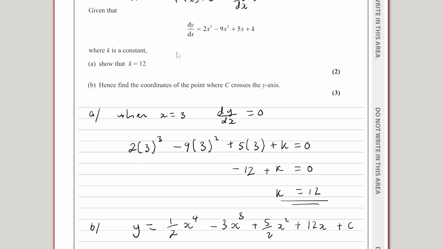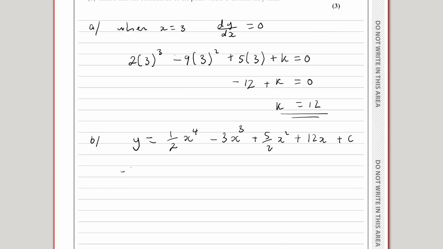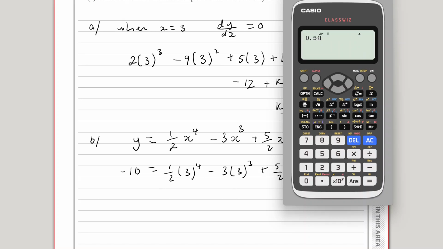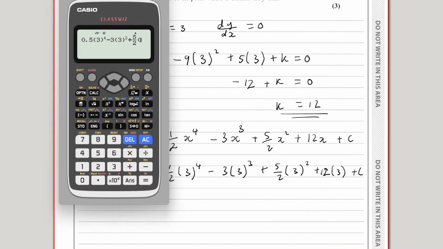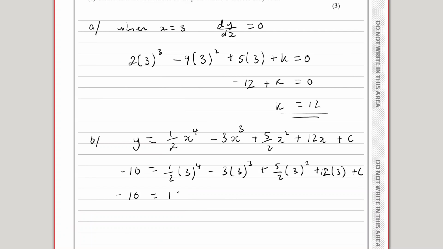We know it goes through (3, -10). So we can use that to find c. So we're substituting 3 and -10, and we will find out what c is. So half times 3 to the power of 4 minus 3 times 3 cubed plus 5 over 2 times 3 squared plus 12 times 3, 18. So -10 equals 18 plus c. C is -28.